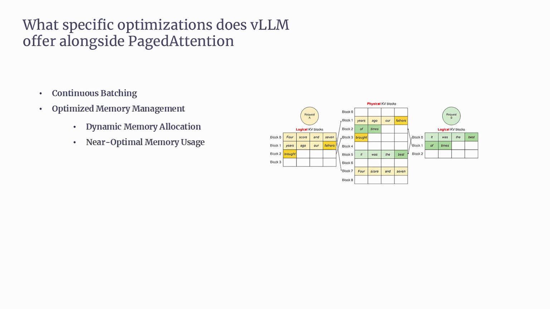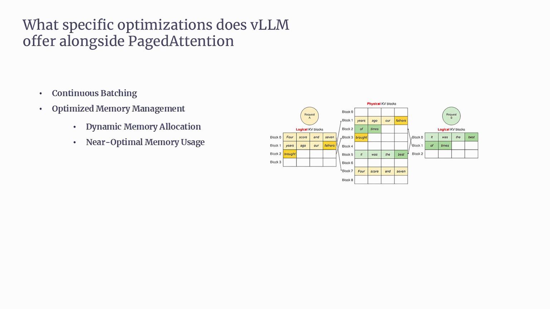2. Near optimal memory usage. Thanks to the integration of PagedAttention, vLLM achieves near optimal memory usage. In fact, it uses less than 4% of the memory in the KV cache, whereas traditional systems often waste between 60% and 80% of memory. This efficiency is a game changer, allowing vLLM to handle larger batch sizes with fewer GPUs, which ultimately improves performance and reduces resource requirements.